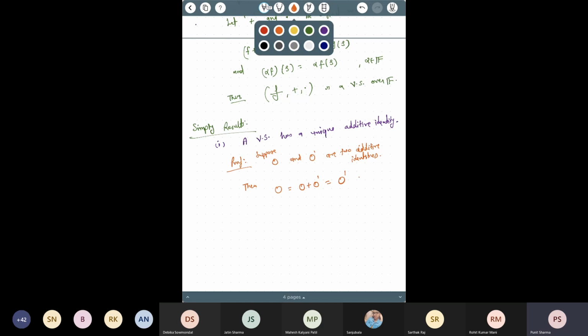Similarly, you can prove that every element in a vector space has a unique additive inverse.